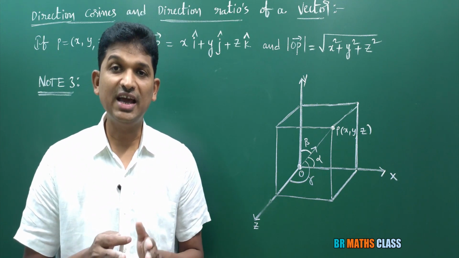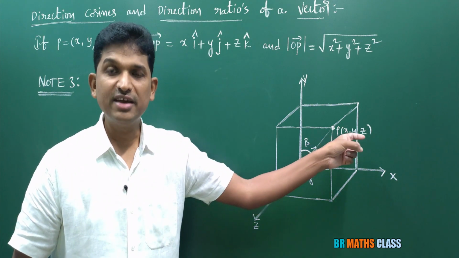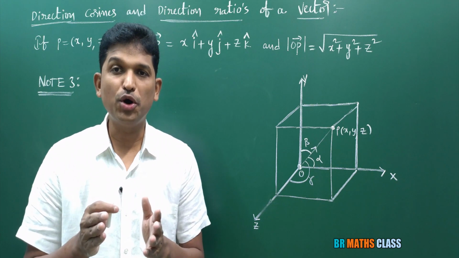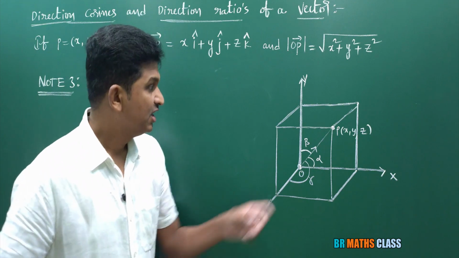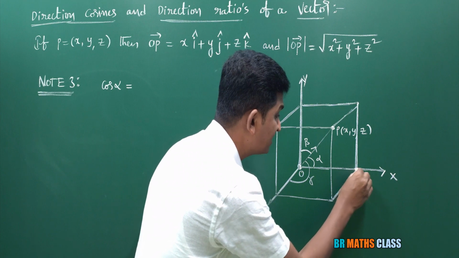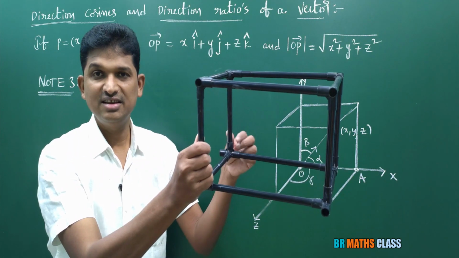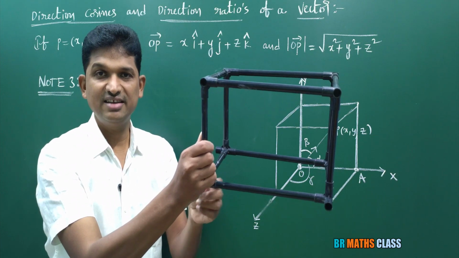So here I'll calculate what cos alpha is with the help of this diagram. P of x, y, z is any point in space. If P is x, y, z, what is this point on the x-axis? I'll take this point as A. Observe this x-axis, y-axis, z-axis.